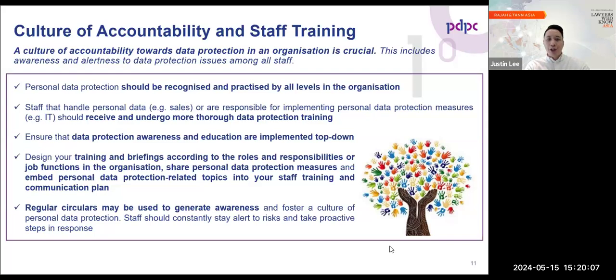Data protection awareness and education needs to be implemented top down, because like I said, it needs to be directed by the management so that the business can follow. The trainings and briefings need to be designed according to the roles in the organization, and whatever measures and topics there are need to be clearly built into the staff training and communicated to them clearly. On top of that, you can consider having regular circulars to generate awareness and foster that culture of personal data protection. If something is constantly repeated by management, the message will be received by staff to understand that, hey, data protection is important.